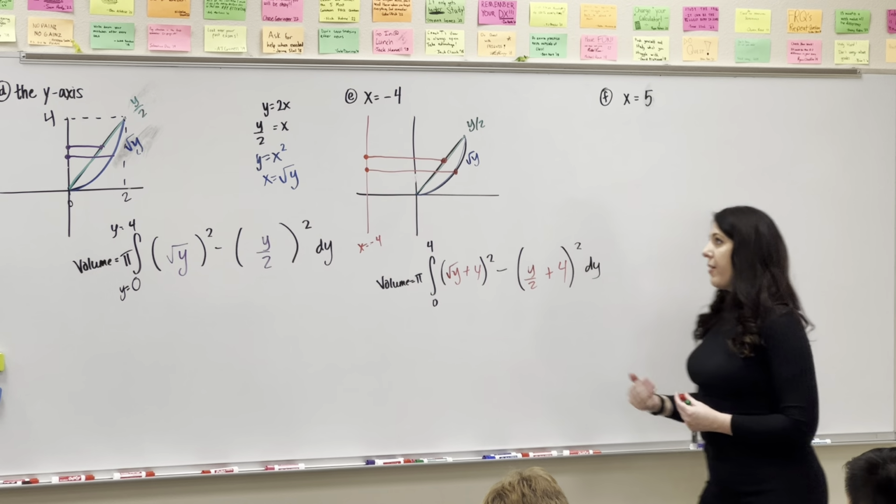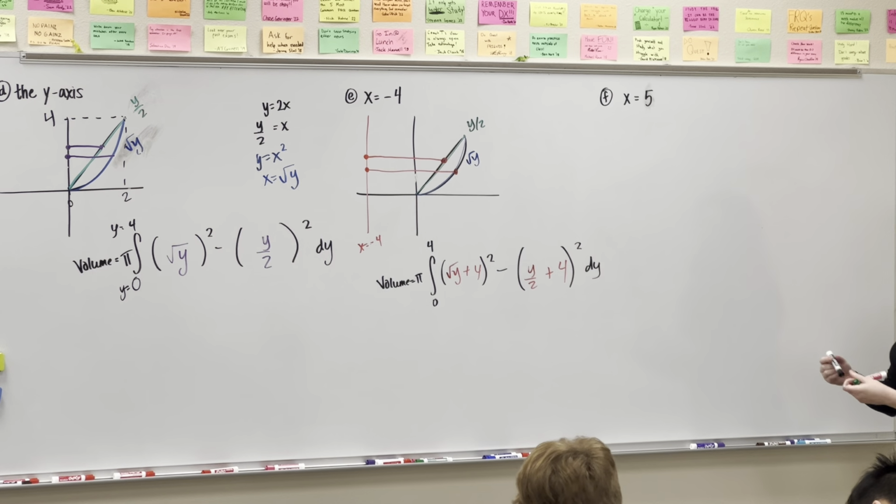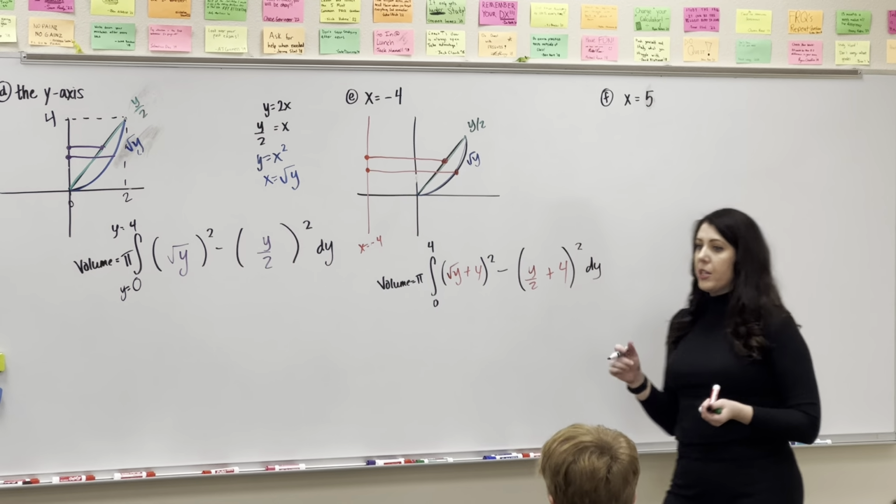Okay, last one, our final one. We have rotating it about x equals 5. With your partner, go ahead and draw this. Make the bones of your equation. Set everything up and see if you can do this one. Go.